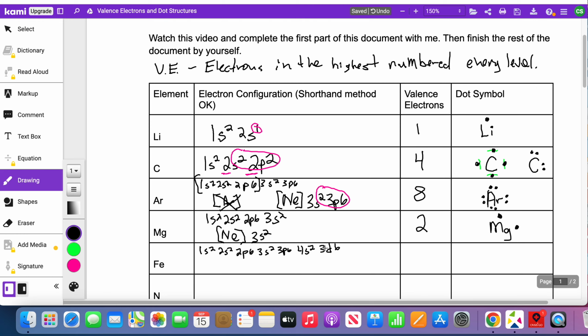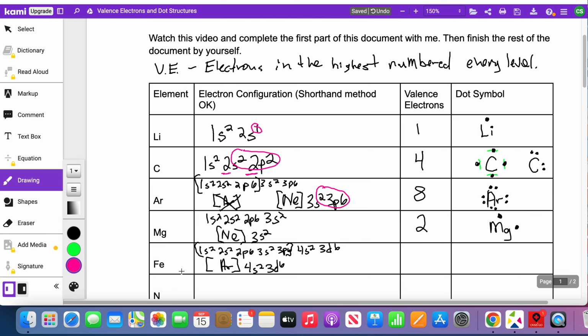All right, now I could also show it if I want to do the shorthand method. So if you back up to the nearest noble gas from iron, it's argon. So I put argon in brackets, which means everything up until 3p6. And then you go 4s2, 3d6. All right, now how many valence electrons does this iron have?